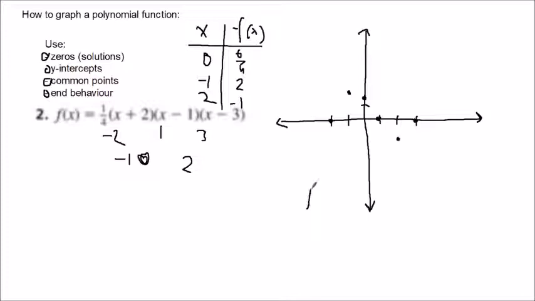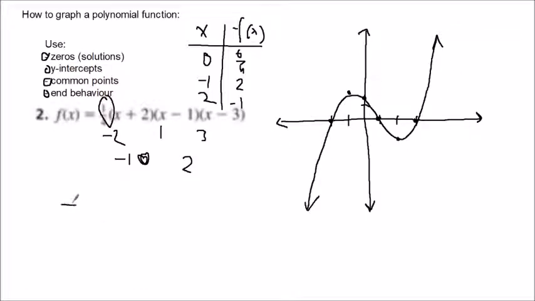So then we can kind of sketch this graph. It'll be somewhat like this. There you go. And then that's the polynomial equation graph. Simple. Simpler than you think. And the y-intercept is that, and the common points, and the end behavior is down to up because the leading coefficient is positive.